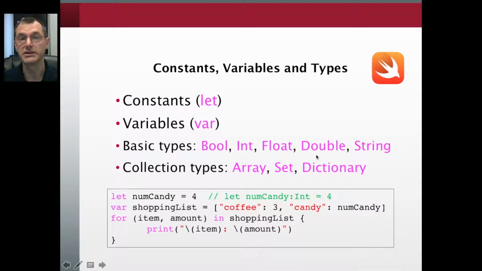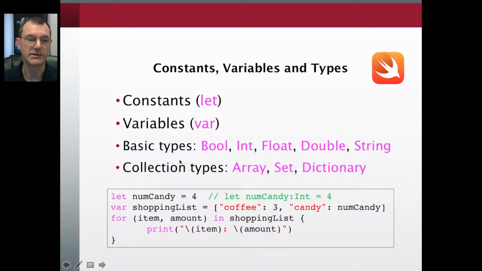However, if we want to explicitly specify the type that the constant or variable should take on, we can add a colon after the name and then the explicit type that we want. So to create a variable, something that we can change, we use the var keyword. And so here we're creating a variable called shopping list. Now, Swift has several types built in: Boolean, which is true or false, integer, float, double precision float, and string.